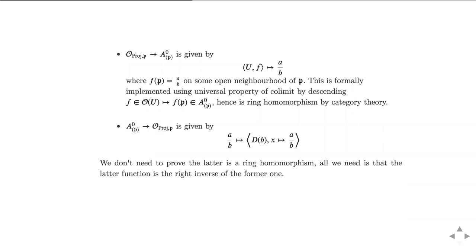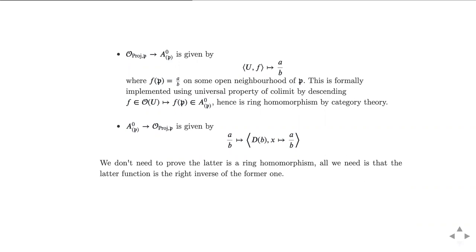And this is formally implemented by using the universal property of colimit. The stalk is constructed as a colimit. So we get this ring homomorphism for free. We don't need to prove that a map of addition is addition of map, that kind of thing.